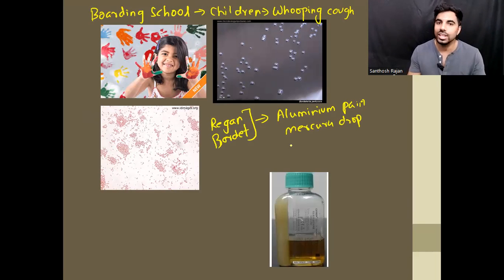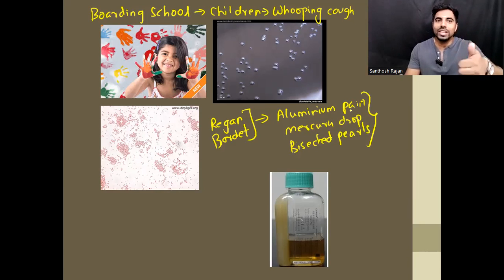Or you know what they get? They get even the bisected pearls to play. Can you believe this? Bisected pearls to play. So these are the gift for them. And what do the kids do? They put a thumb impression. You know, they play. See, look at this girl with the beautiful thumbs. She used the thumb and she plays with that.